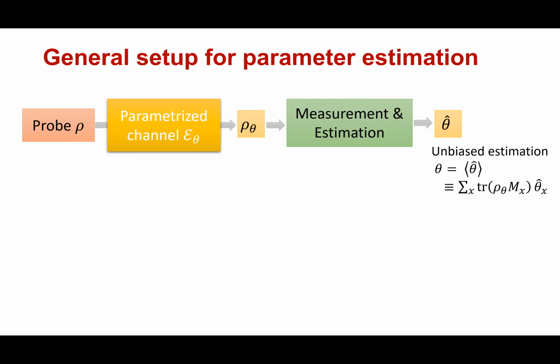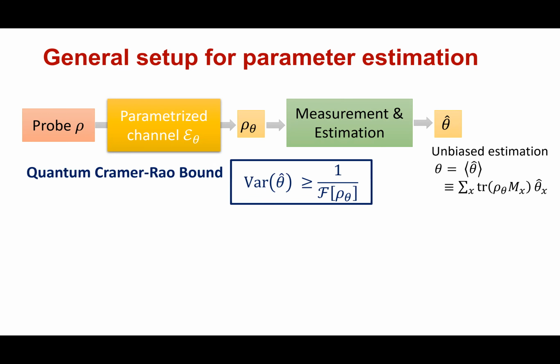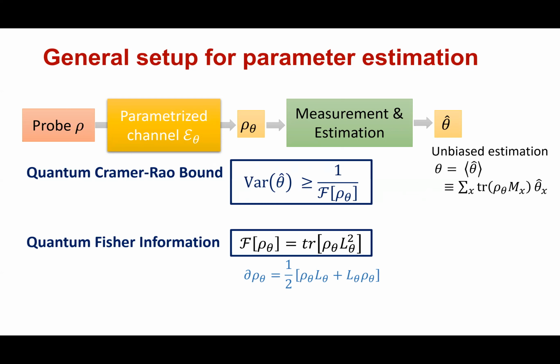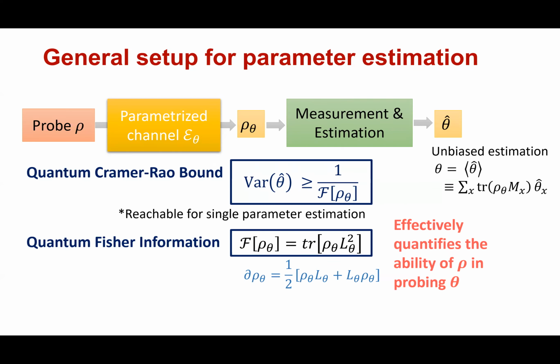In unbiased estimation, there is a famous bound called the Cramér-Rao bound. It gives the lower bound for the variance of the evaluated value of theta. And this F means quantum Fisher information, and it is a function of the output state rho theta. If the post-processing is optimized, this bound can be reached. Therefore, quantum Fisher information effectively quantifies the ability of rho in probing theta.